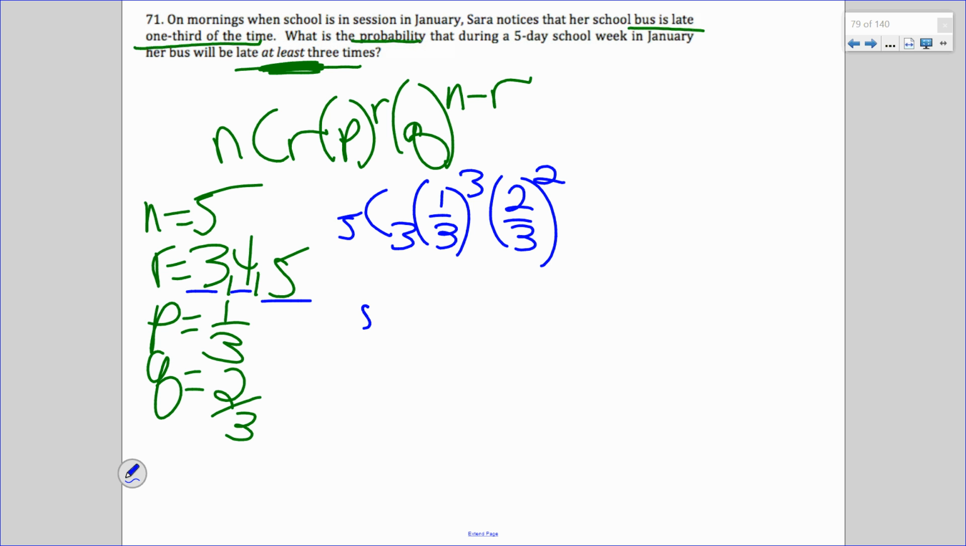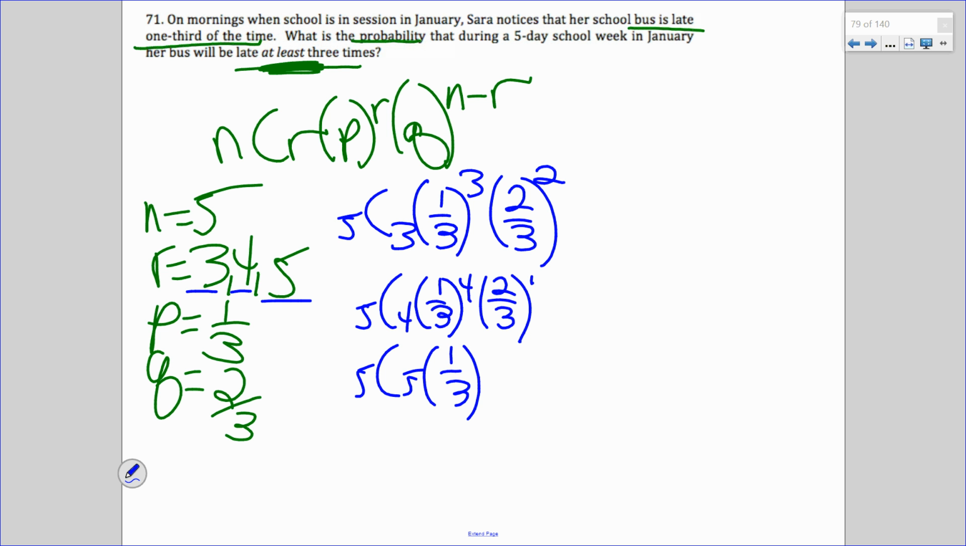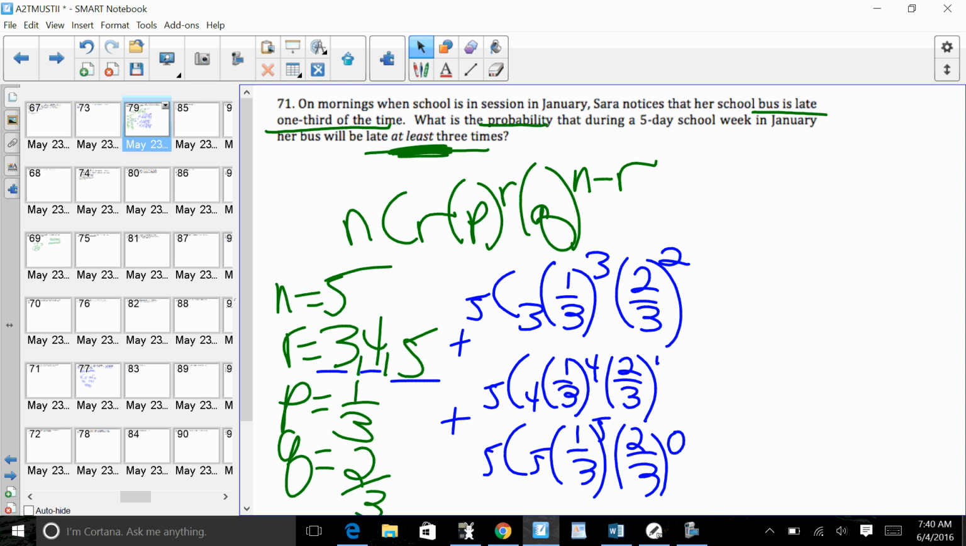That's my first expression. Next one, 5C4, 1/3 to the 4, 2/3 to the 1, because 5 minus 4 is 1. Then 5C5, 1/3 to the 5th, 2/3 to the 0. What do I do with these three expressions? I add them together. So I'm going to go to my calculator and type in each one.